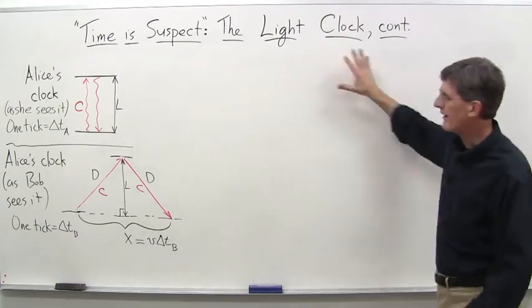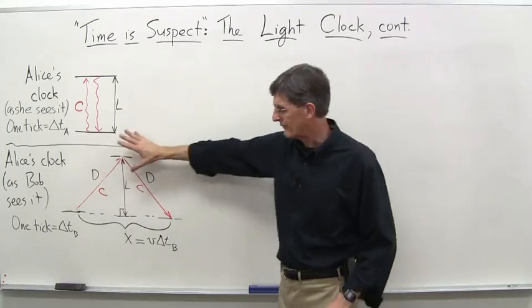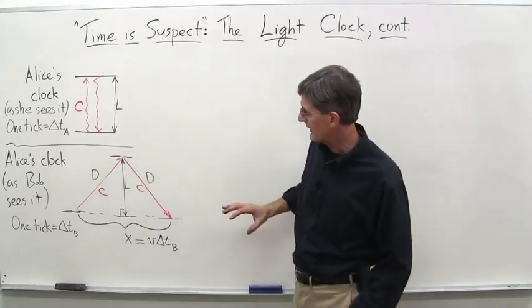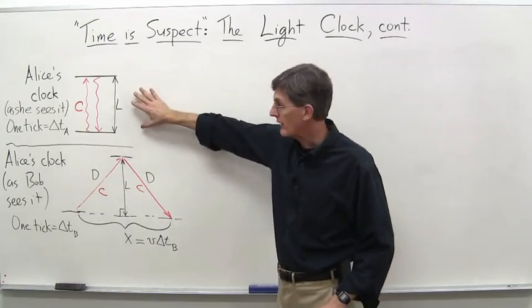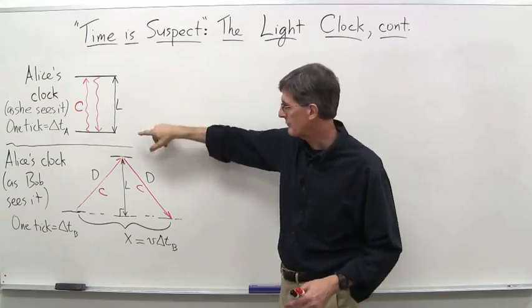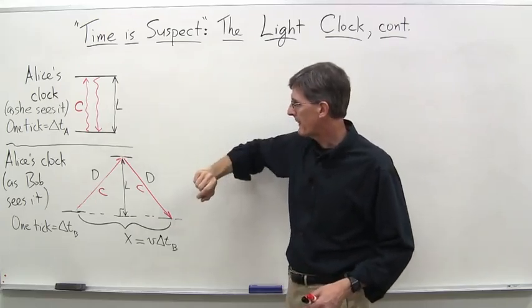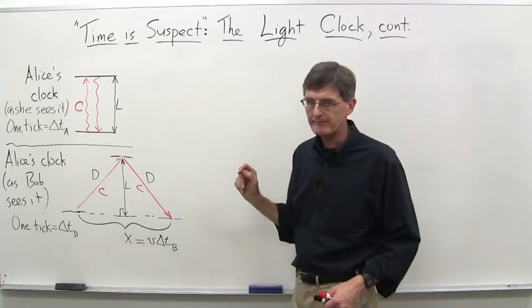I want to leave a lot of space here to do some work, so we have it way over here on the left side, but I think you can see that there, and we'll point out the salient details, of course. So Alice's clock. This is her clock as she sees it, the special light clock we talked about, the bottom mirror, the top mirror. One tick of her clock we'll call delta T sub A.